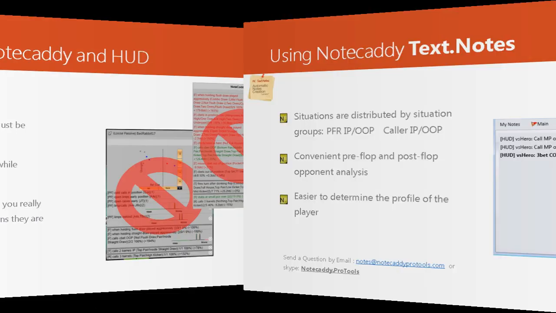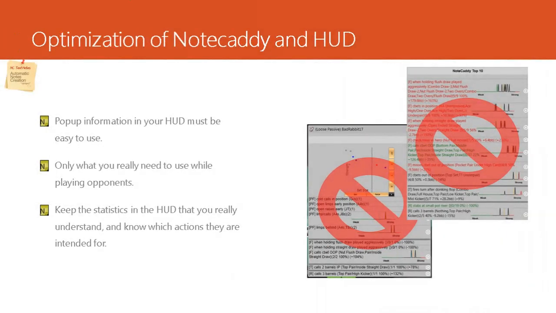Number 5, optimization of NoteCaddy and HUD. I'd also like to share my experience in working with text notes. Notes are created manually or automatically. Now, they appear when you point your cursor over the icon in your HUD. However, I have noticed that many users employ the default NoteCaddy stats, or stats from other packs and definition collections that appear in the Notes window.